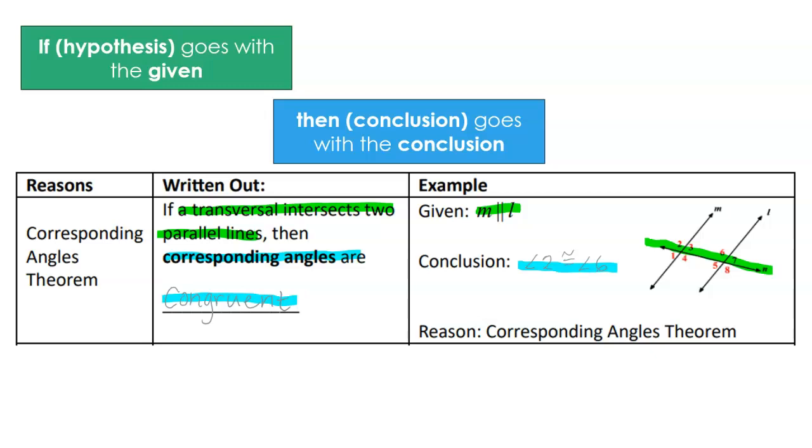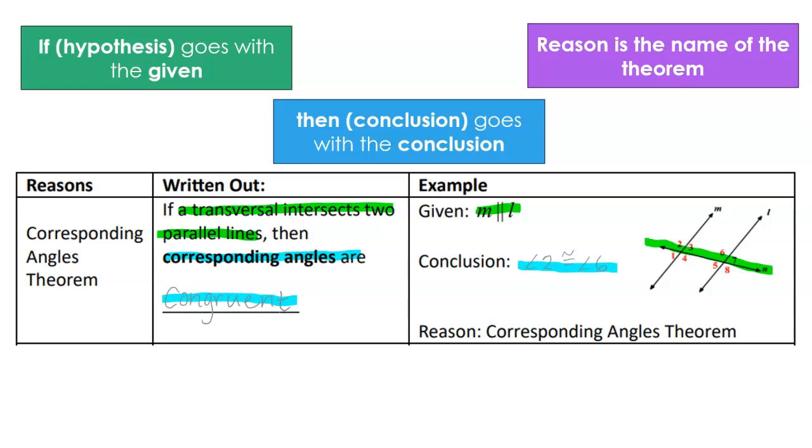So as you're doing GCRs, remember that the if part goes with the given, and the given is specific to your drawing, and the conclusion goes with the then part, and the conclusion is specific to your drawing. The theorem is general, and then your conclusion is based on your particular drawing. The reason is just going to be the name of the theorem every single time. Don't try to make up a reason. Use just the name of the theorem for your reason.